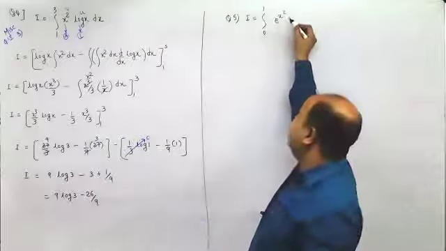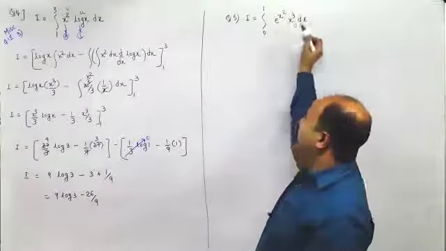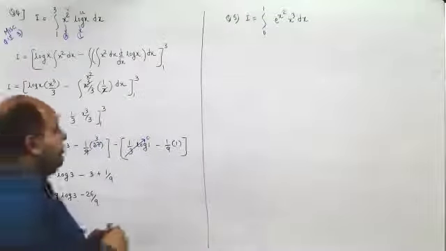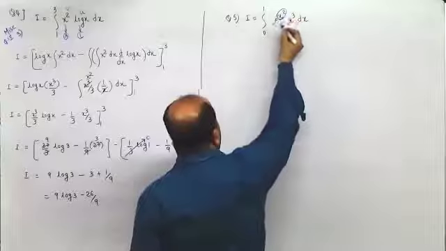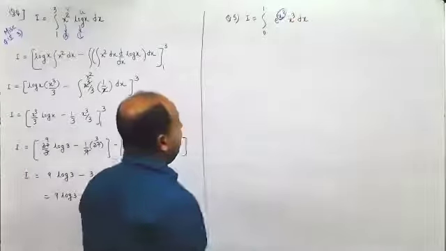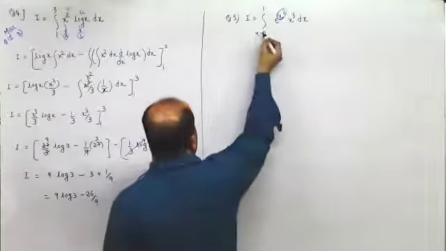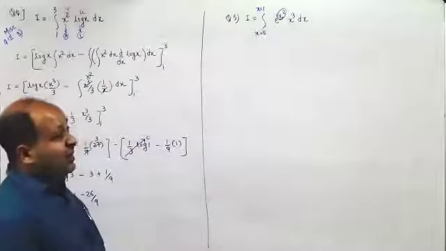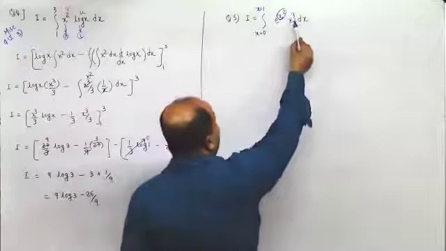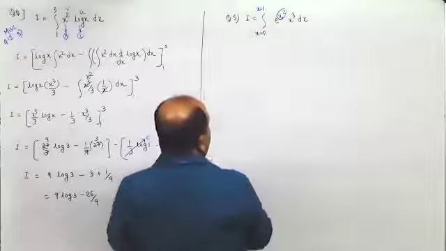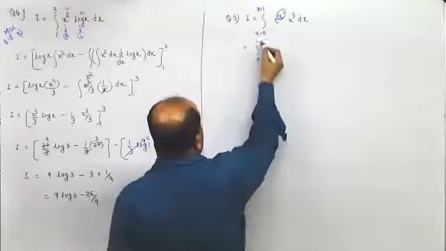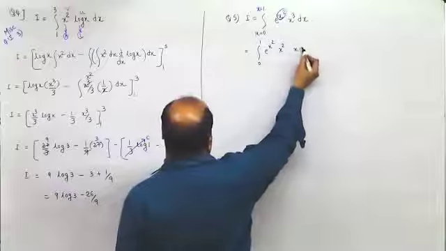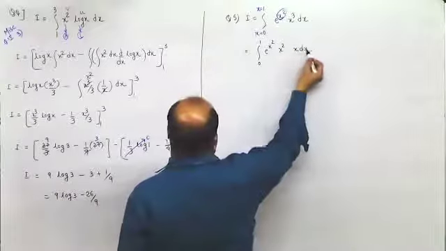e raised to x square into x cube dx. Now remember, the moment I see x square as the power of e, I'll take that as t. First of all, this is dx, so the limit would be in terms of x. When I take x square as t, its derivative is 2x dx, so I'll separate x dx from this. This would be 0 to 1. I'll write this as e raised to x square, and I'll keep x square here, x dx, because I know the derivative of x square is 2x dx, but with 2.